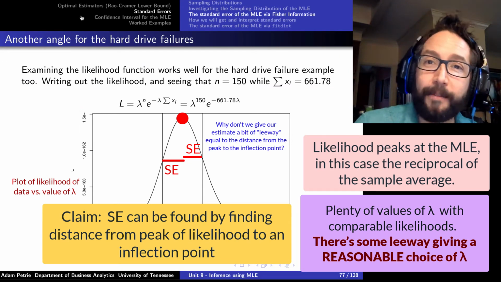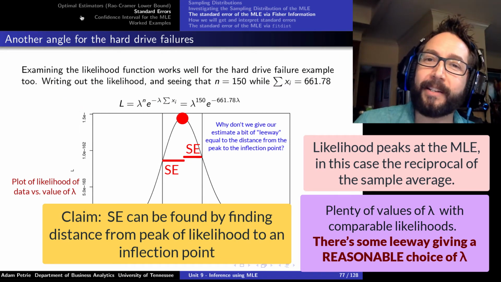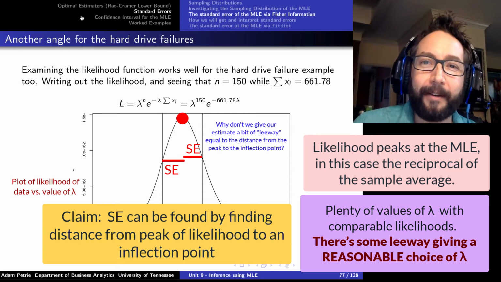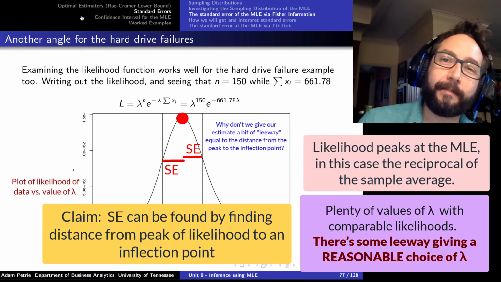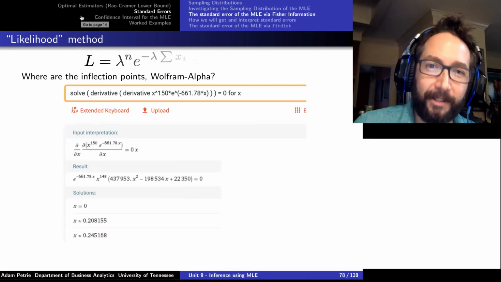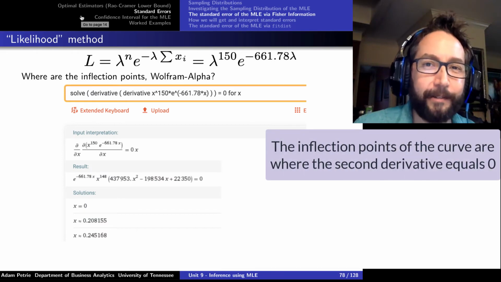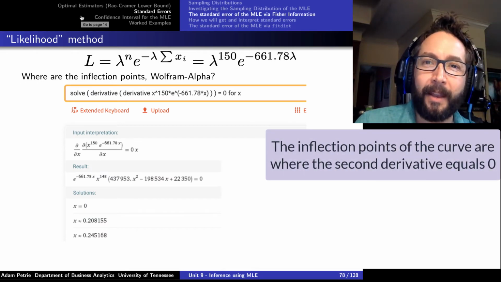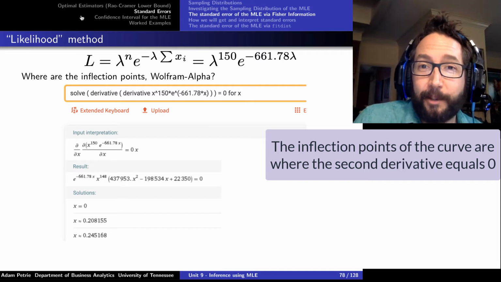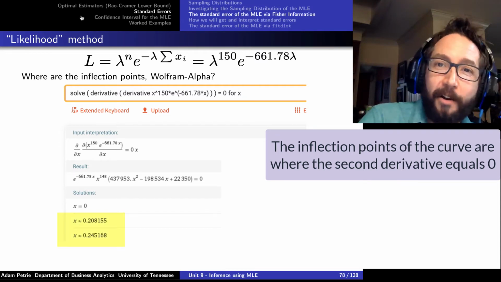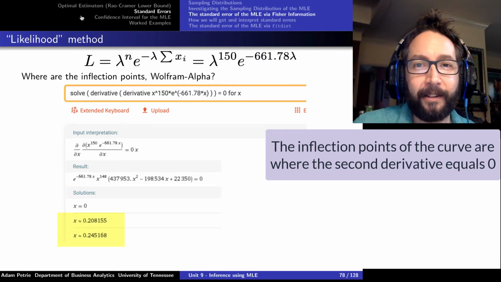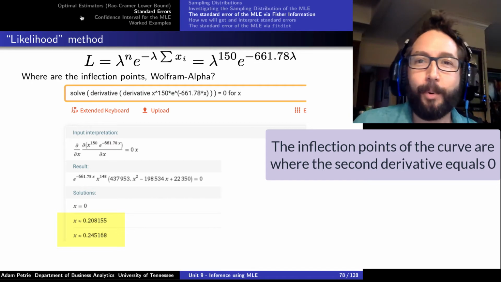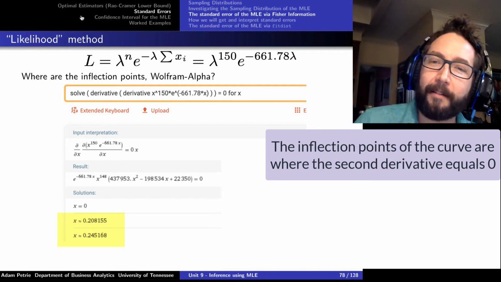Well, if we want to go and find out where that inflection point is, we need to go and ask Wolfram Alpha, hey, where does the second derivative of my likelihood equal 0? Inflection points are where second derivatives of functions are equal to 0, and Wolfram Alpha can do that with very little problem. And it says, okay, the inflection points of your likelihood occur at a value of lambda of 0.208 and a value of lambda of 0.245.